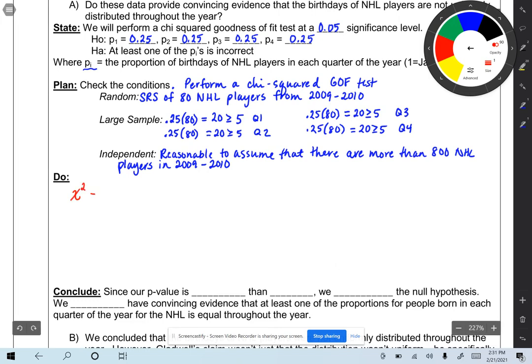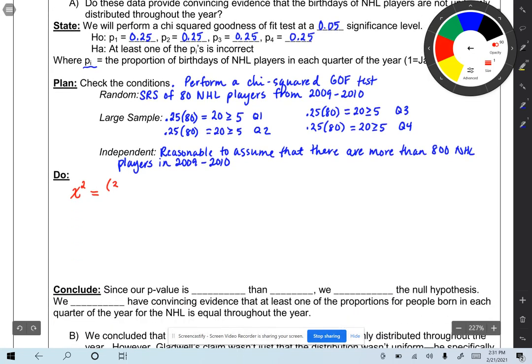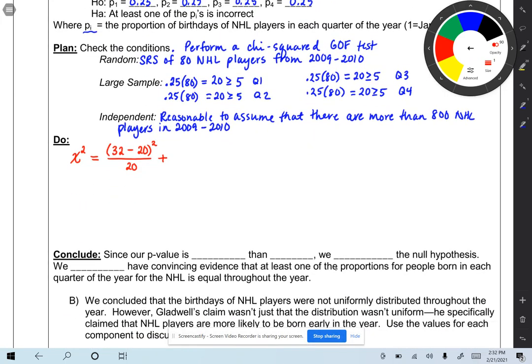Okay, and for our do portion, calculating the chi-squared statistic, remember we must list out at least 2 of the values. So observed, so I'm going to do quarter 1 and quarter 2. Our observed in quarter 1 was 32 were born, minus we expected 20, square it, and then divide by the expected. For quarter 2, it was 20. So 20 minus 20 squared over the expected plus... And then, of course, the rest you can put in our calculator.